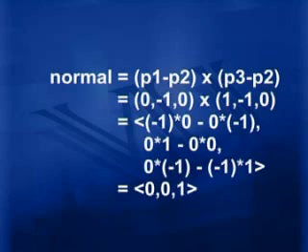with 1, minus 1, 0, and this would actually result in minus 1 times 0 minus 0 times minus 1. The second one would be 0 times 1 minus 0 times 0, and the third coordinate would be 0 times minus 1 minus minus 1 times 1, and that boils down to the point 0, 0, 1, and that would actually be defining the normal.